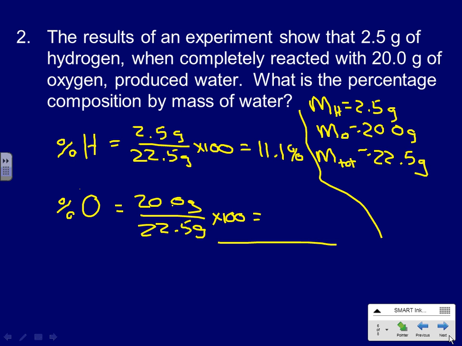And is it 88? 88.9%. Does that equal 100? And that's exactly like what we got from theory. Now, okay, we made up these numbers to make it work.